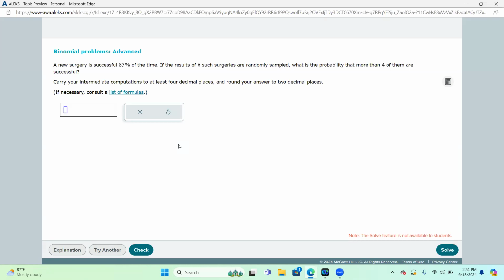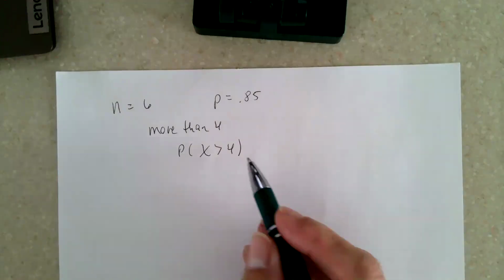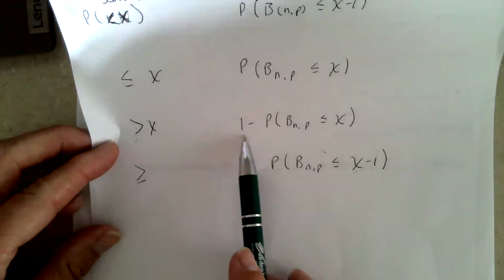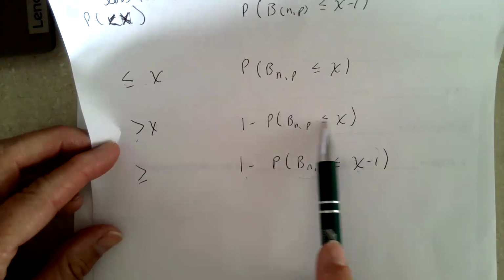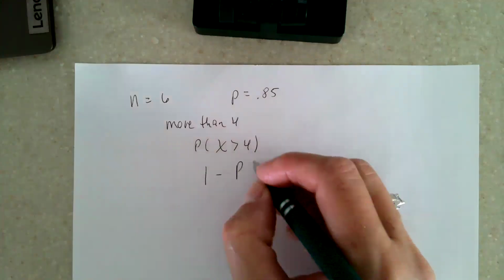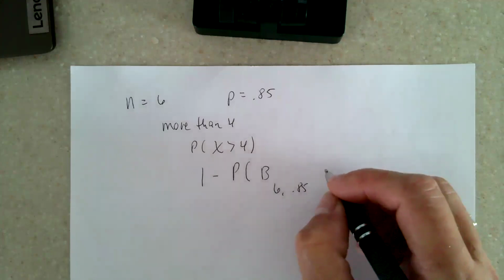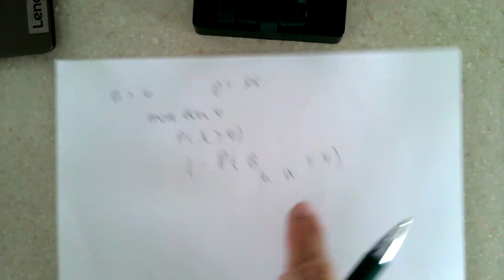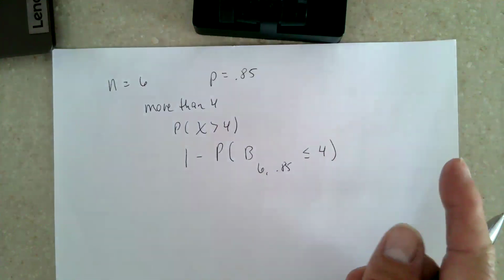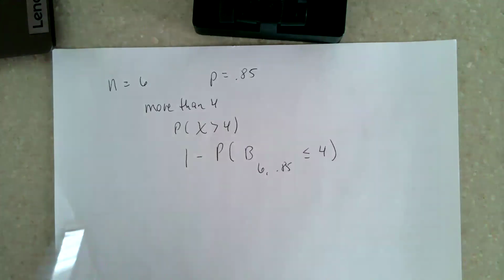Okay, so that means we want to get rid of 0, 1, 2, 3, and 4, because we want strictly more than 4. So this is what we're looking at. So strictly more than, strictly greater than, is 1 minus everything 0 through X. So 1 minus the probability of binomial of 6 comma 0.85 less than or equal to 4. Because we want only 5 and 6 to be included. So we want to get rid of 0 through 4.